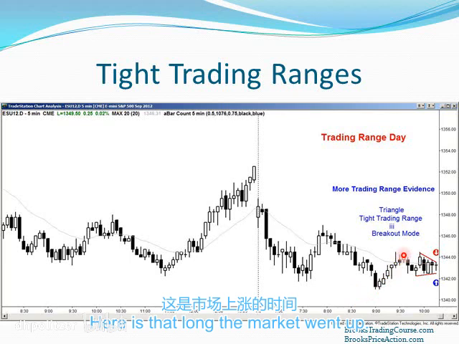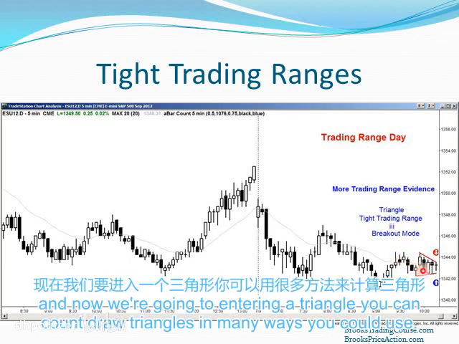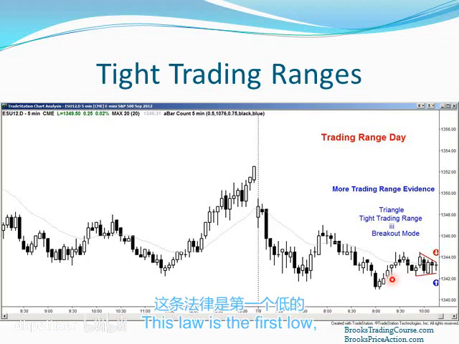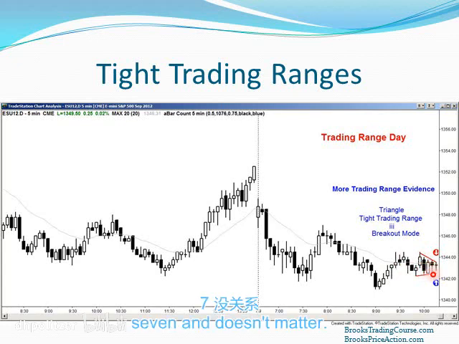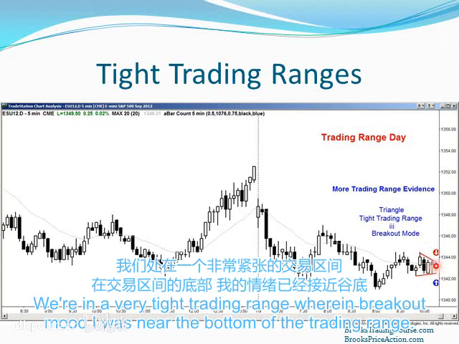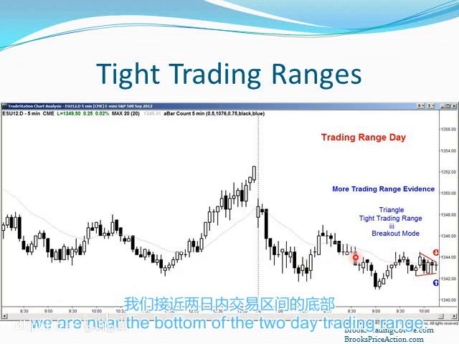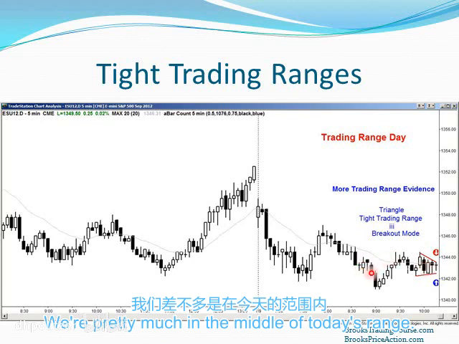Here's that long. The market went up, and now we're entering a triangle. You can draw triangles many ways. You could use this low as the first low. So 1, 2, 3, 4, 5, 6, 7. It doesn't matter. We're in a very tight trading range. We're in breakout mode. Are we near the bottom of the trading range? We're near the bottom of the 2-day trading range. We're pretty much in the middle of today's range.